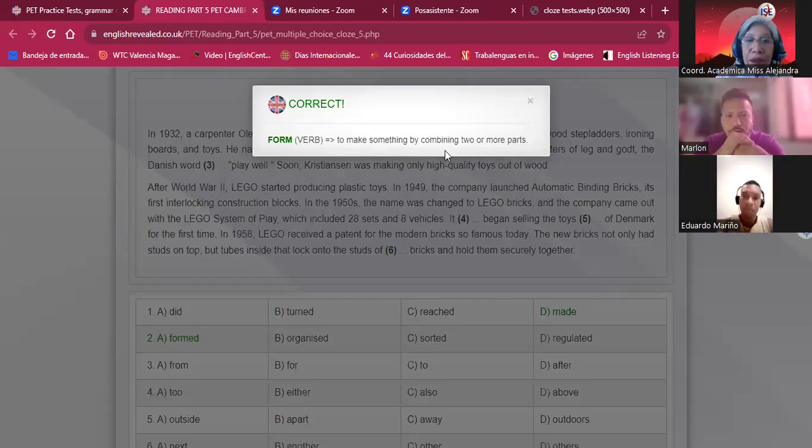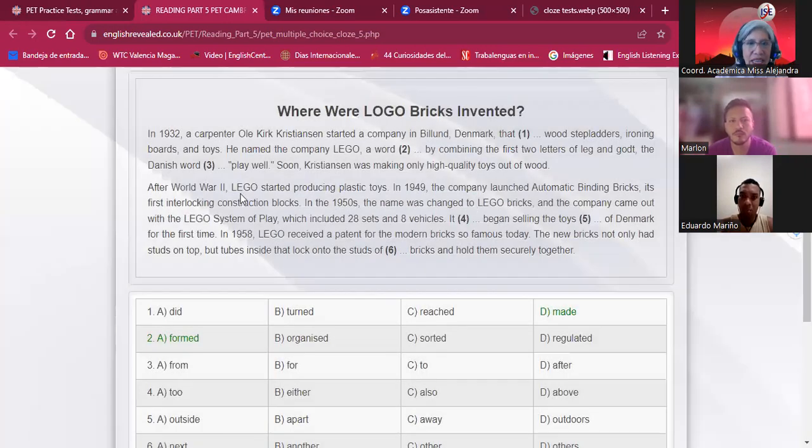To make something by combining two or more parts. So if you think Spanish, formado, but in this case it is combine. So we said a word formed by combining, or a word that combines the first two letters of leg and godt, the Danish words for play well. Soon Christiansen was making only high quality toys out of wood. Marlon, number 3, from, for, to, or after.